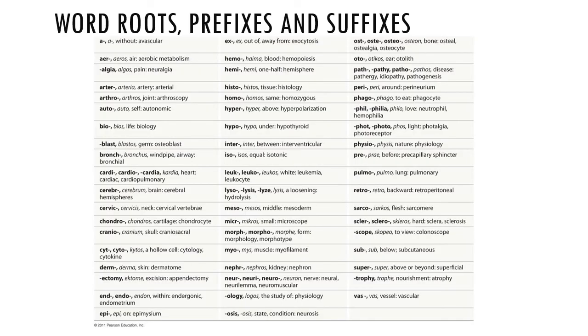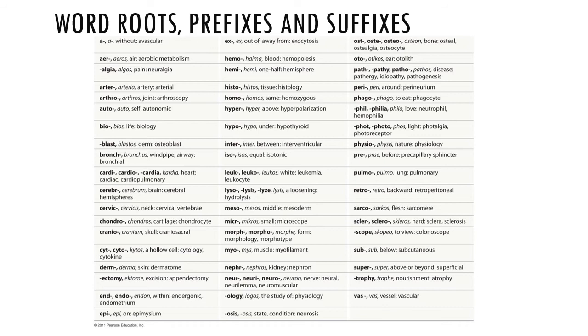Here is a list of word roots, prefixes, and suffixes, just to help you understand a lot of the things that we're talking about in anatomy. If you see a- at the beginning of a word, that means without, such as avascular. Aero means air, so aerobic metabolism. Algia means pain. Arter is artery. Arthro means joint. Auto means automatic.